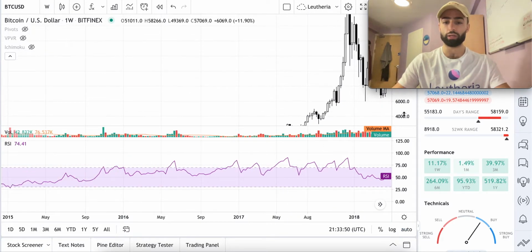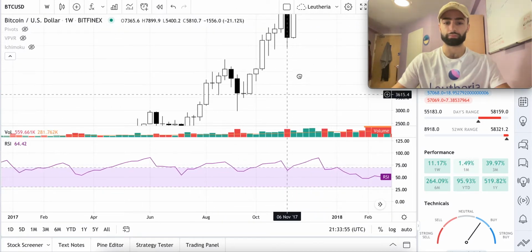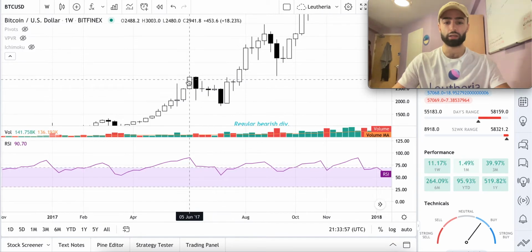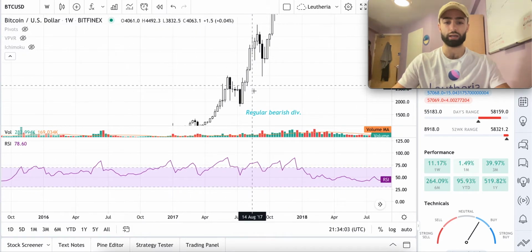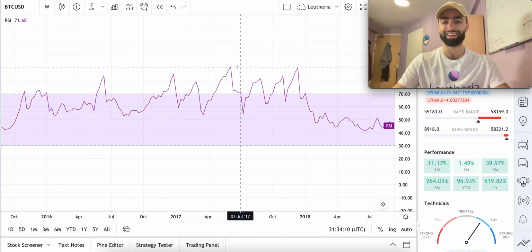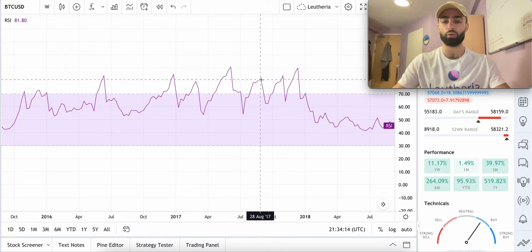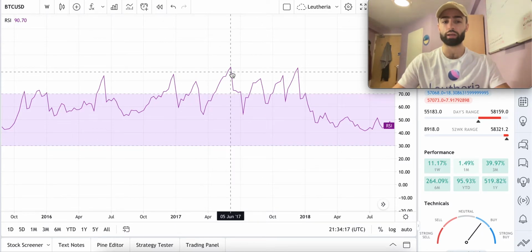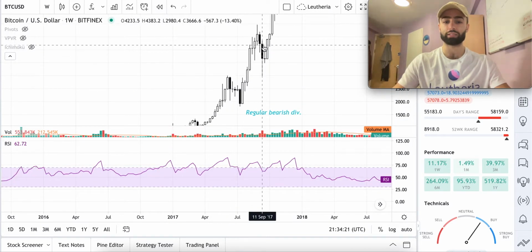So if we zoom in right here on price, we can see that the price clearly made a higher high, but if we look at the RSI, we can see that it made a lower high. I'm sorry, not in price, in the RSI. So you can see this is significantly lower. Right here we're at 81.8, and right here we're at 90.7. So we're losing strength on this rise in price.